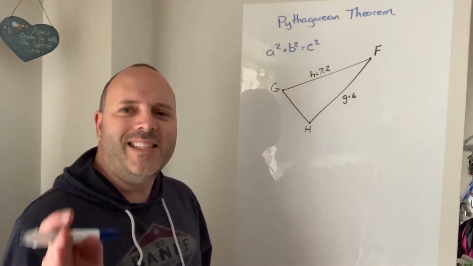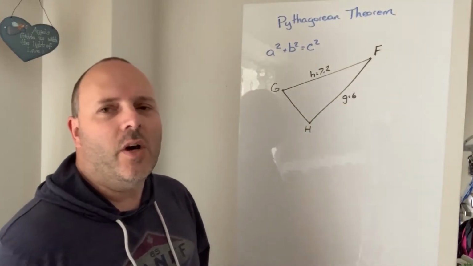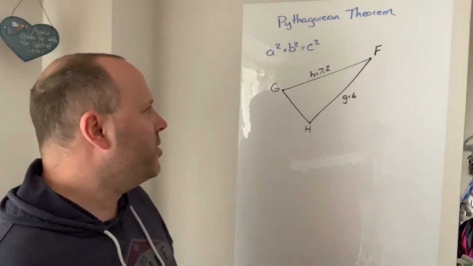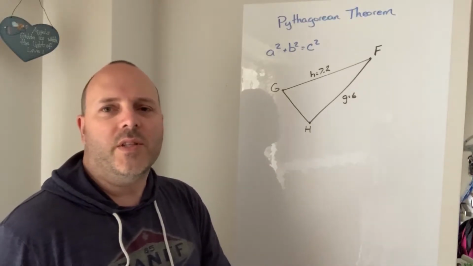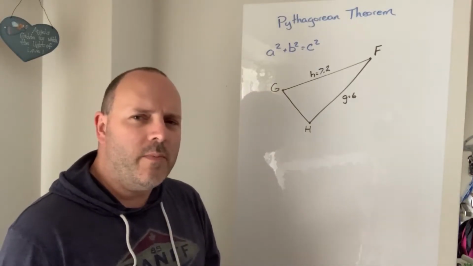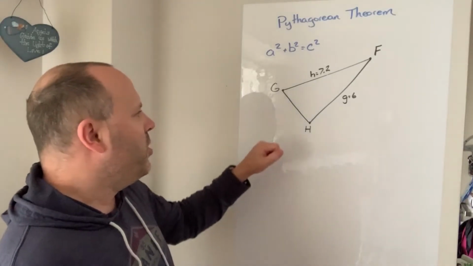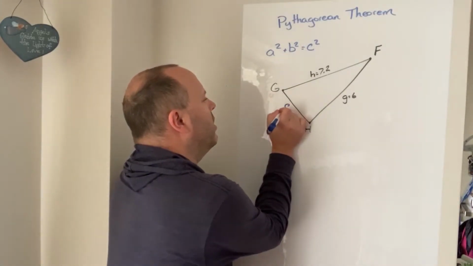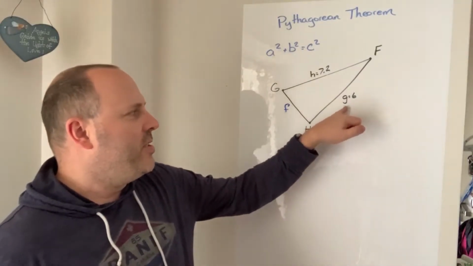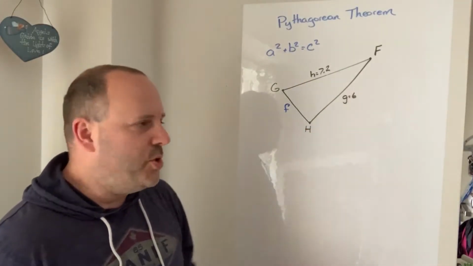Well, remember C in the formula is always the longest side of the triangle. So in this case it's going to be H. A and B are always the short sides of the triangle, and it doesn't really matter which one is which. So I could say A is this side, it would be little f, or I could say A is this side, call it little g.